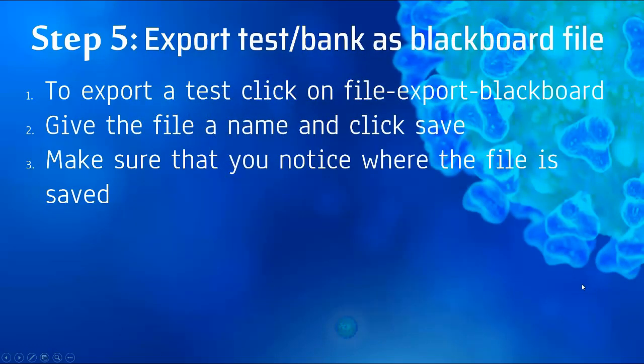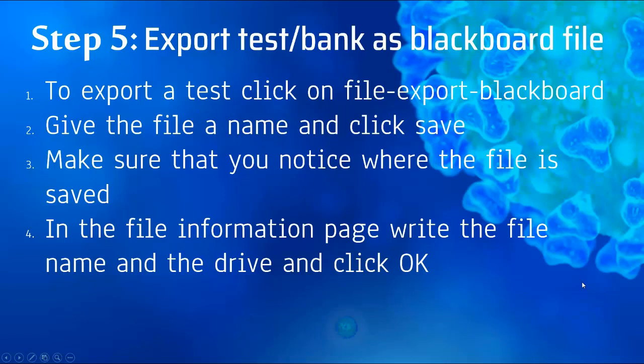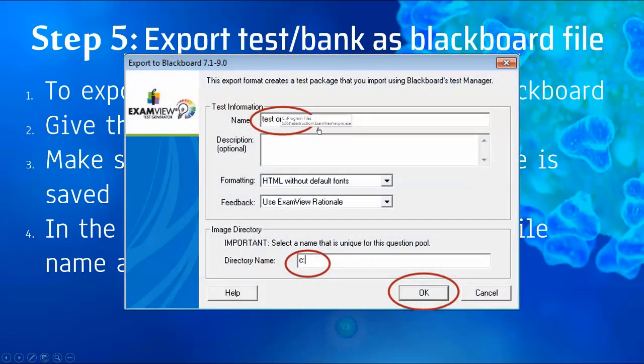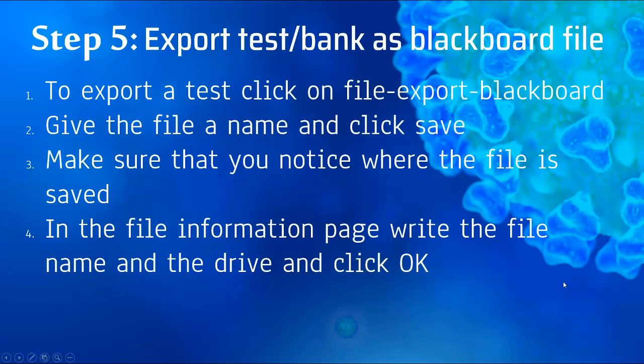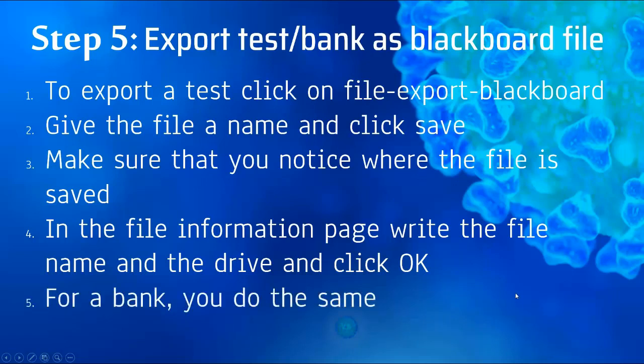Another screen will open, called the information page, where you write the file name again, and you write the drive letter and click OK. So this is the file name again, and this is the drive letter C:, and then you click OK. Once you do that, the test is exported as a Blackboard zipped file.